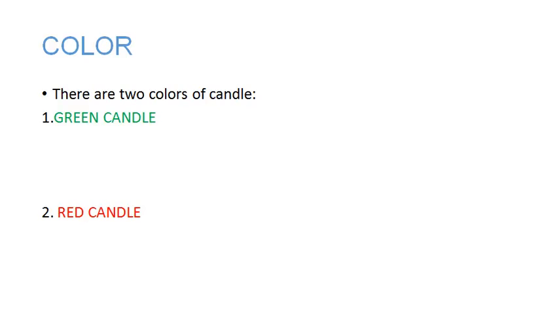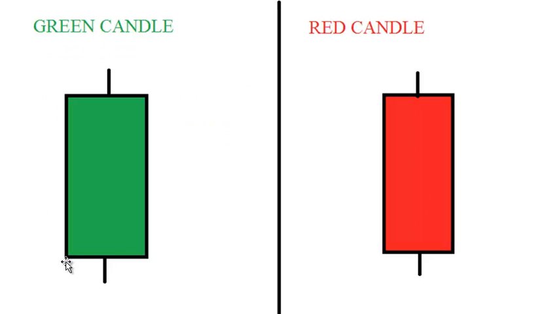We are going to focus more on the two major aspects of the color: the green candle and the red candle. This on the left hand side is how the green candle looks, and the one on the right hand side is how the red candle looks. Let's understand how the green and the red candle are formed.